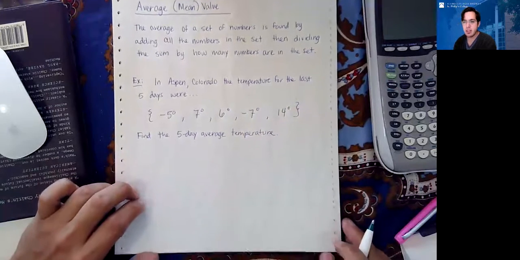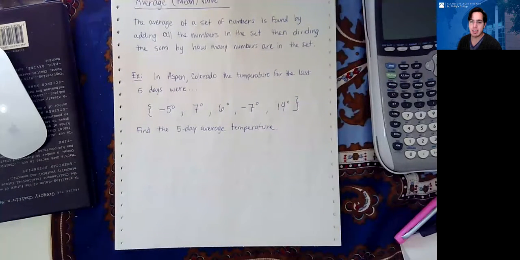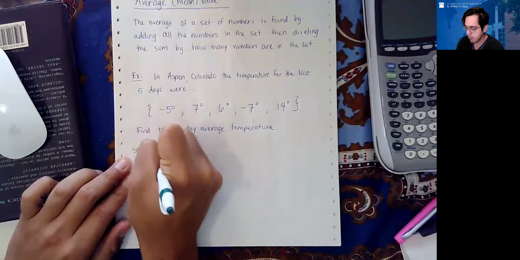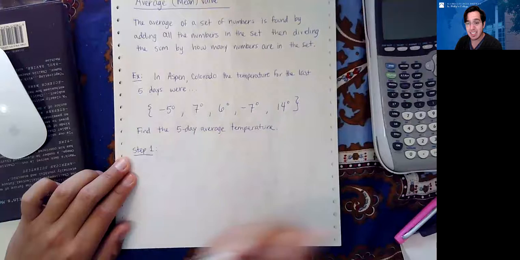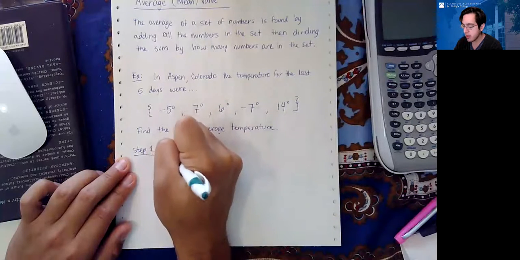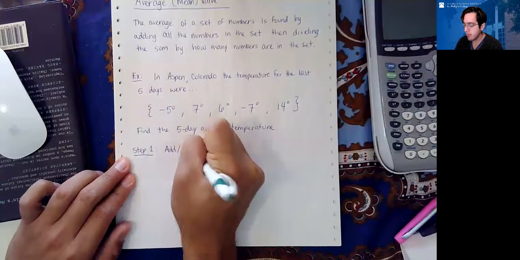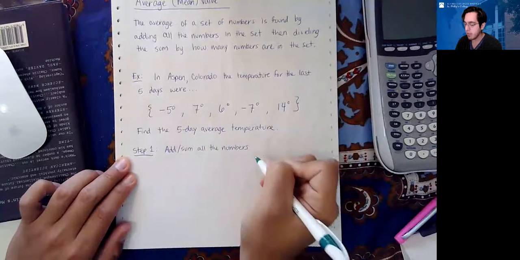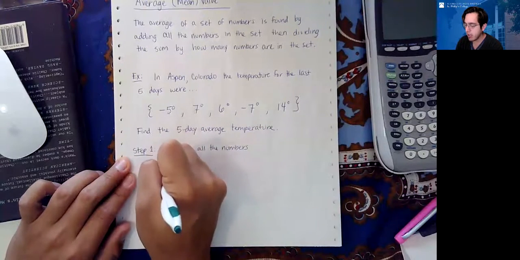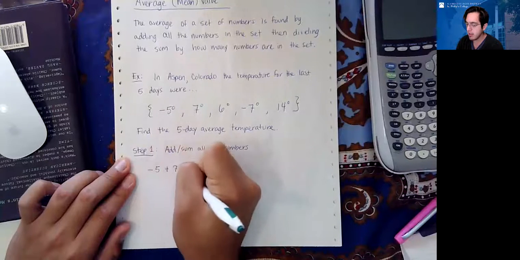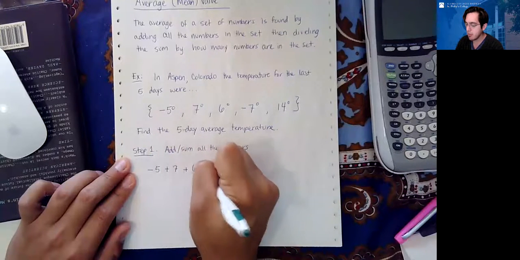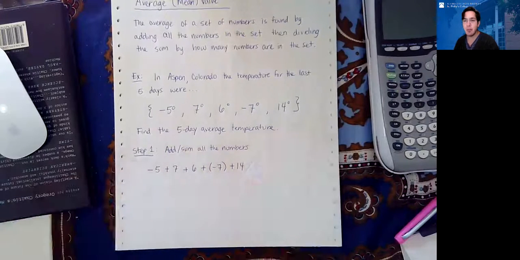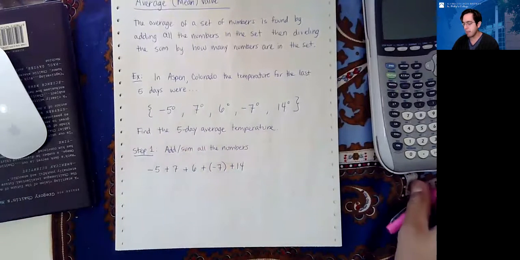Okay. So when you're finding averages, it's a 2-step process. What we want to do in the first step is add together, or sum, all the numbers. So we need to take -5 plus 7 plus 6 plus -7 plus 14 and figure out what that is.